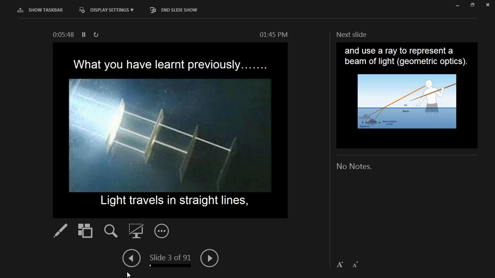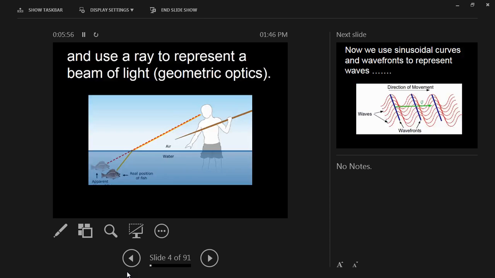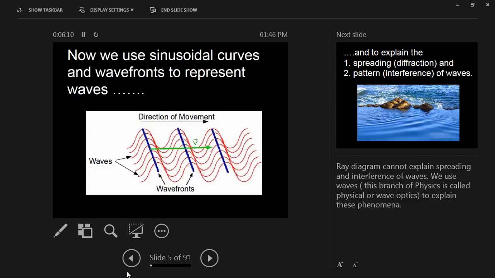But before that, let me bring you back to what you have learned previously. We learned that light, which is a wave, is traveling in a straight line. So how do we then represent the light wave? We use ray diagrams. So you draw lines, and what you are doing is actually by geometry. So this is called geometry optics. But now we are not doing ray diagrams anymore, because a ray diagram is not sufficient to explain the observations that we are going to make.